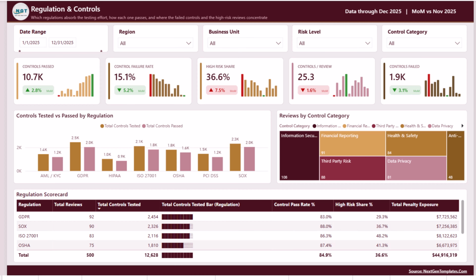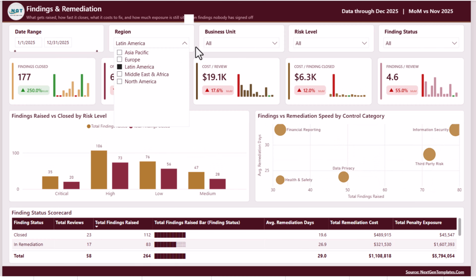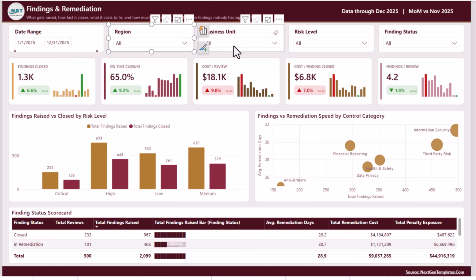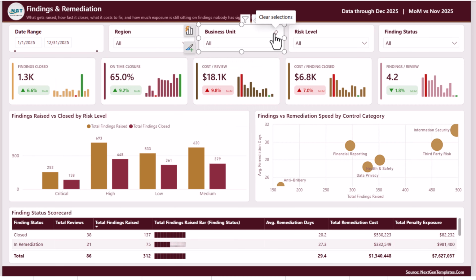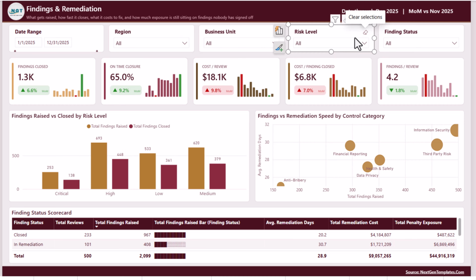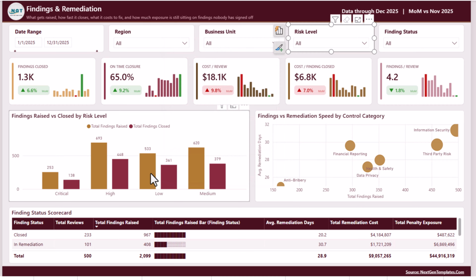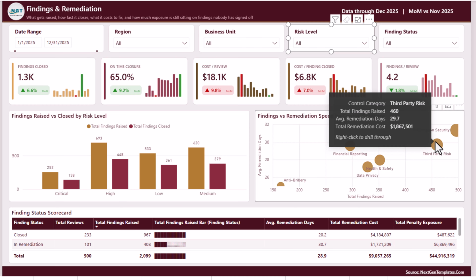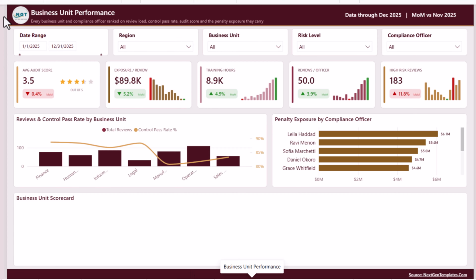If we head over to findings and remediation, the dashboard turns to the backlog. The cards recap findings closed, the on-time closure rate, the cost per review, the cost per finding closed, and the average findings per review. This page puts what was raised next to what was closed at every risk level, plots finding volume against how long each control category takes to clear, and scores every finding status on aging, cost, and exposure.